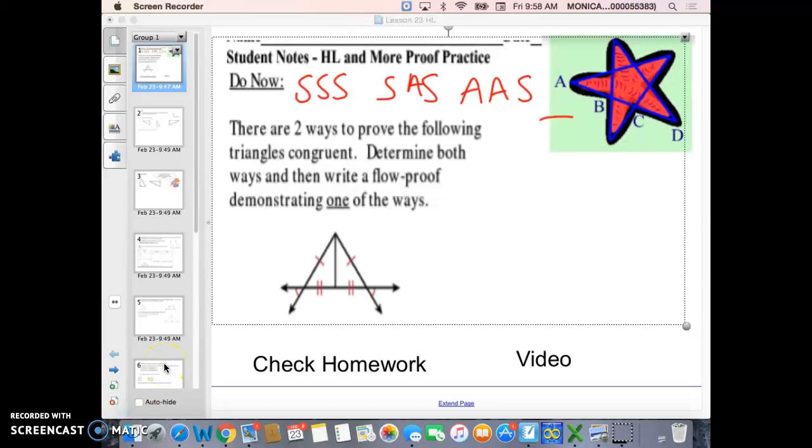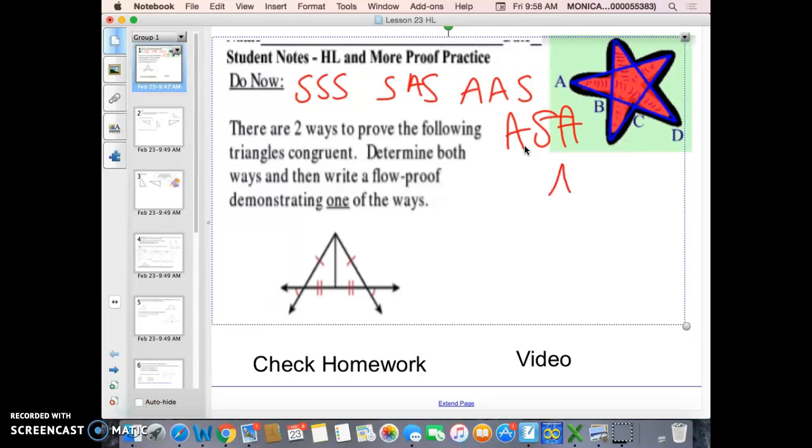Okay, so just a quick review. So far we've learned 4 different types of ways that we prove that 2 triangles are congruent: side, side, side; side, angle, side; angle, side, angle; and angle, angle, side. Remember, angle, angle, angle is not a way to prove that 2 triangles are congruent.